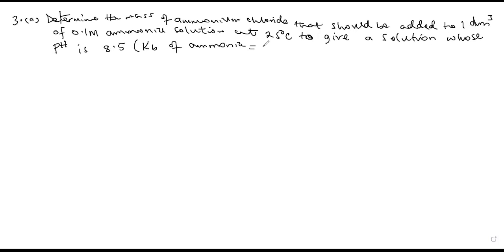All right, so Kb of ammonia is 1.8 times 10 to the power negative 5. Then in case you want to use Kw, it will be 1.0 times 10 to the power negative 14. Units moles per decimeter cubed. The same applies, moles per decimeter cubed. And here we have moles squared, decimeter to the power negative 6.